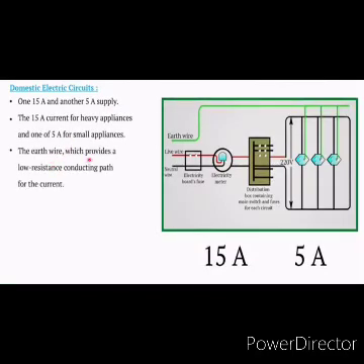The earth wire provides a low resistance conducting path for the current. Remember, this earth wire is connected to the earth, which will provide the low resistance because it offers very little resistance to the conducting path of the current.